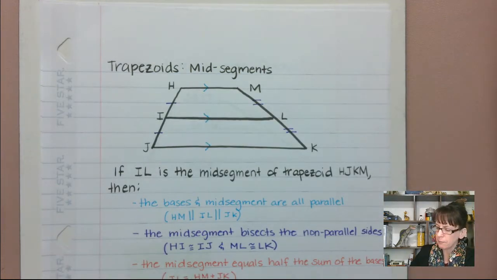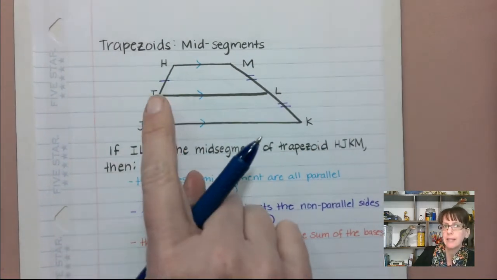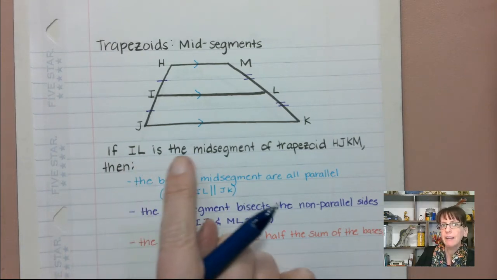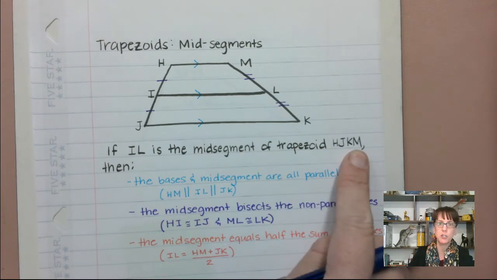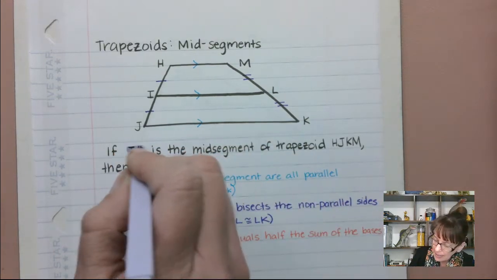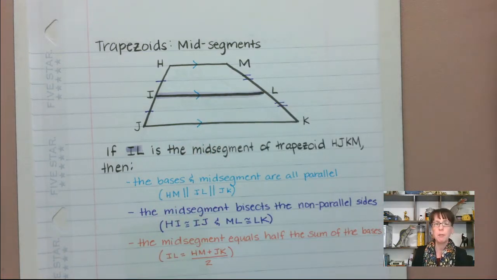So here's a trapezoid for you, and we have a line that goes right through the middle, and we're going to call that the midsegment. So if IL is the midsegment of trapezoid HJKM, and let's go ahead and highlight there. So if IL, which is this line right here, is the midsegment, then a couple of things happen.